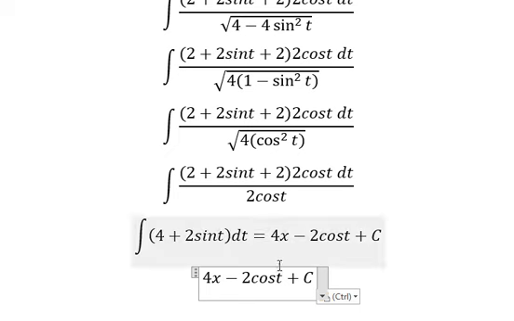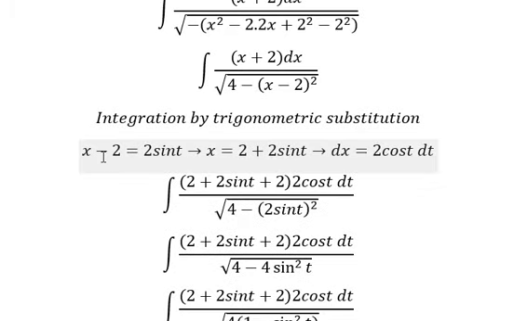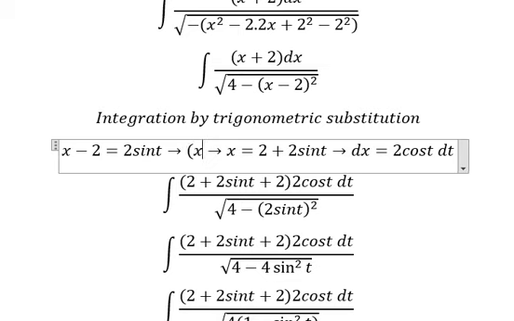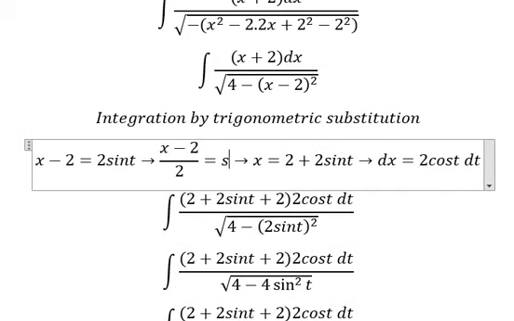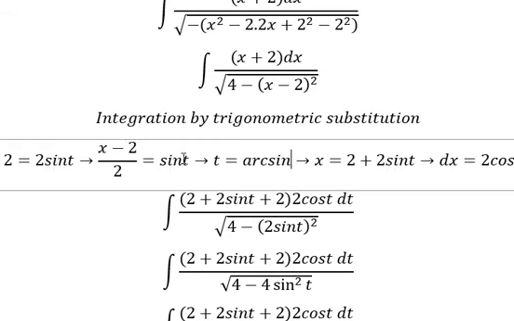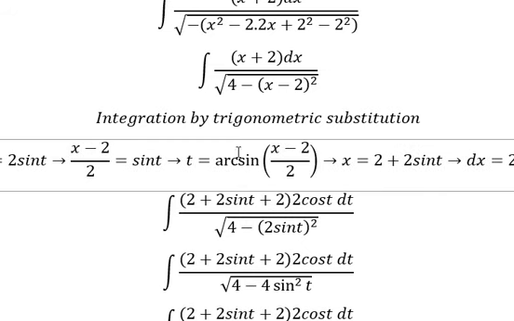About t, that's about this one. So we divide both sides by number 2. So we have t equal to arcsine of (x minus 2) over 2. So we put this one to replace for t.